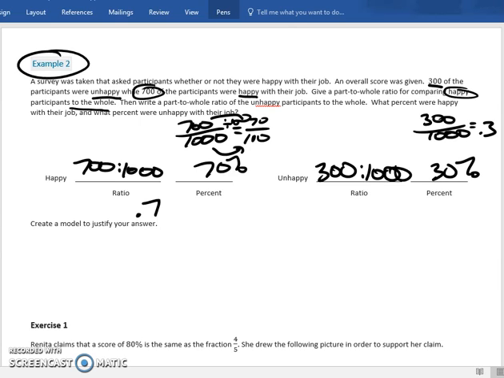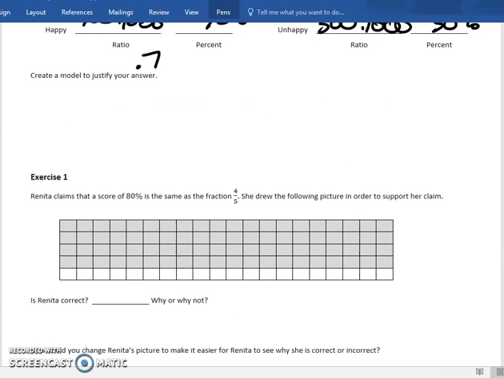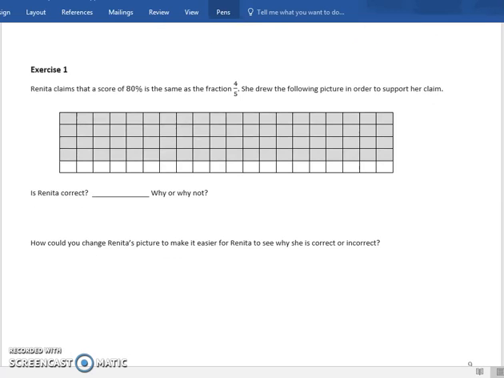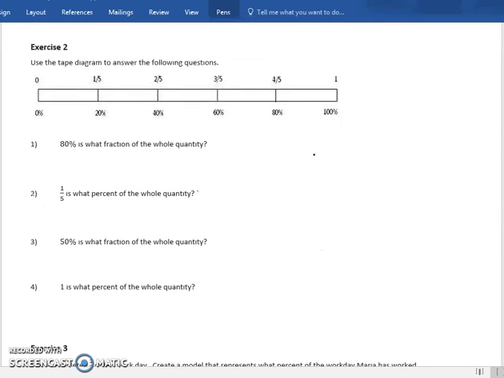So again, we do want you to have a go-to method that you deal with, and what you kind of want there. All right, let's go on down here. We're going to skip to exercise number 2. They want us to use the tape diagram to answer the following questions.